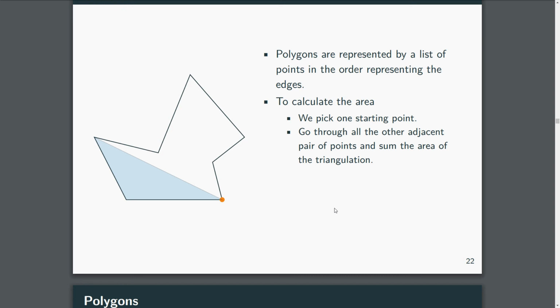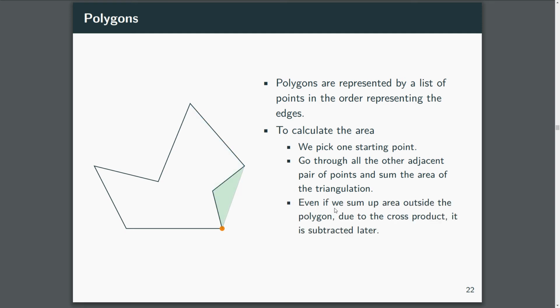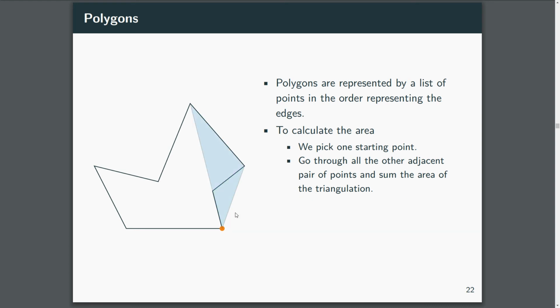Okay, and then you move to the next adjacent points. Move to the next. Move to the next. And move to the next. And what's going to happen here is you take this vector here and this vector here. Now it's a clockwise angle. Or sorry, actually this time, it's a counterclockwise angle. So when you're summing this up, you're going to subtract the thing you added in excess here.